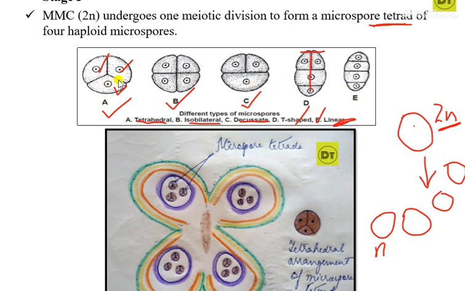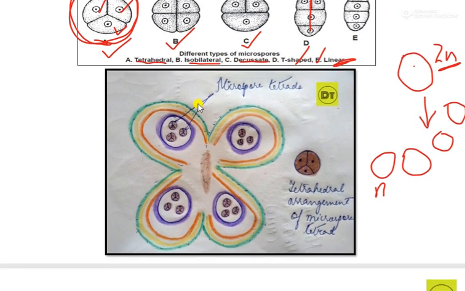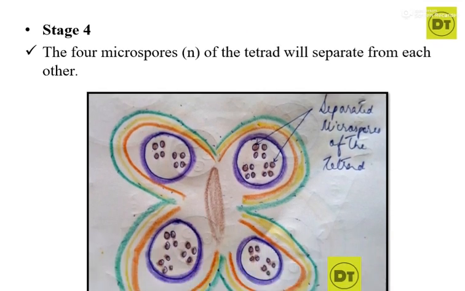Now out of all the 5 types of arrangement, which is the most common? The tetrahedral type is the most common. So we will draw the tetrahedral tetrad arrangement only. See, earlier we got MMC in the earlier diagram. Now MMC will form microspore tetrads. So this diagram is showing microspore tetrads, these structures. Here you see the tetrahedral arrangement. Now let's move on to the next stage, which is stage number 4.